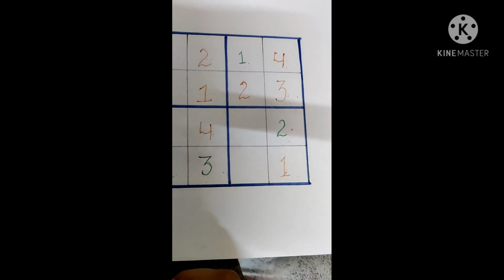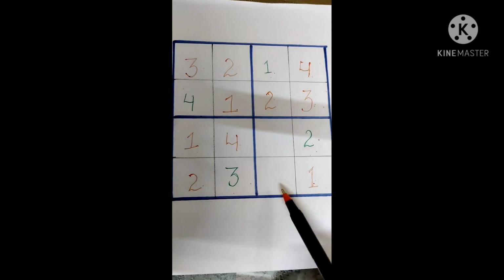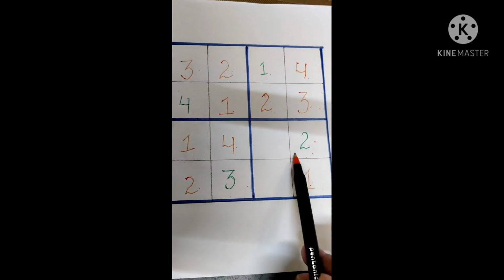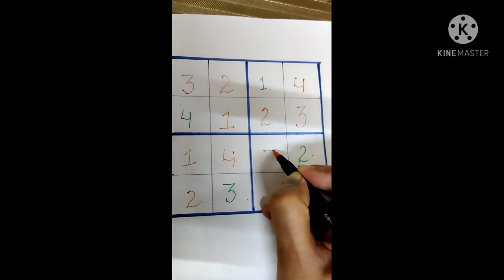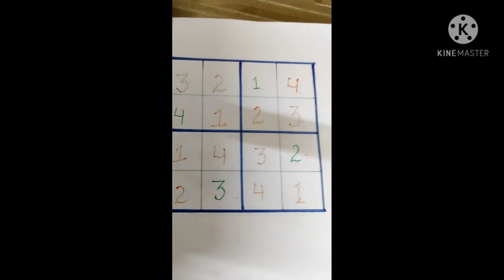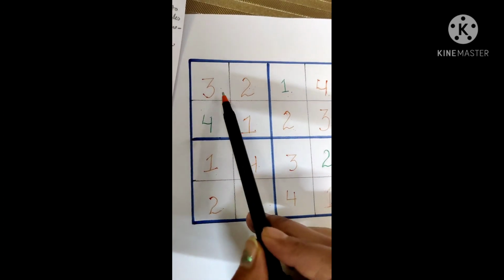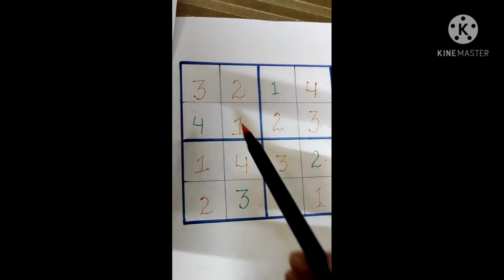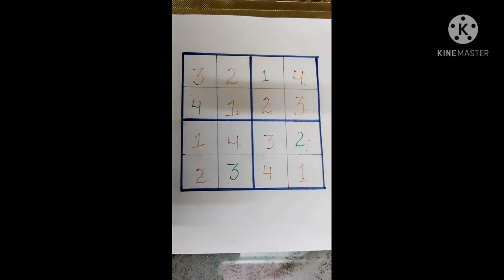Now the last one, we have 1, 2 and we need to write 3 and 4, and we know that in this column we need 3 and in this column we need 4. So 3 will come here and 4 will come here. So with this our puzzle is solved. As you can see, we have not repeated any number in any column or any row or any house. Fine. We have not repeated any number anywhere.